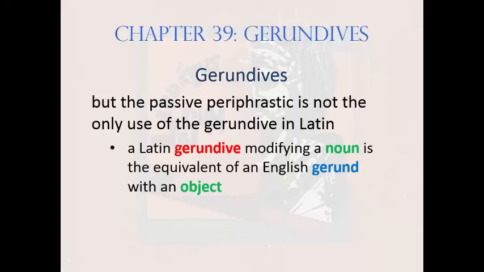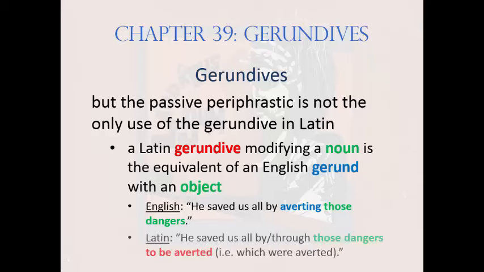The Romans used gerundives where we would use a gerund plus an object. In other words, where we say, "He saved us all by averting those dangers." Averting is a gerund, and those dangers is its object. But since Latin can't attach an object to a gerund, the Romans rephrased the thought as, "He saved us all by or through those dangers to be averted." That is, which were averted. To be averted is a gerundive. I can hear the screaming from here. Give me a second and I'll show you how easy it is to handle this construction, even if understanding it is next to impossible. Okay, are you sitting down again?